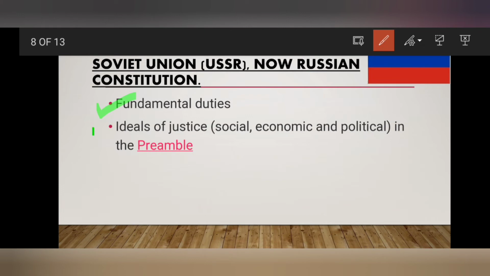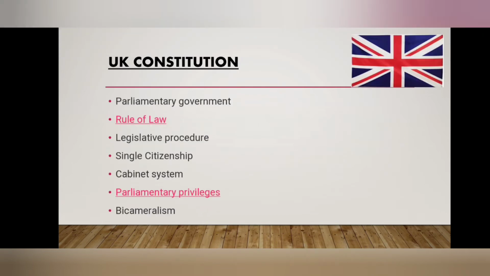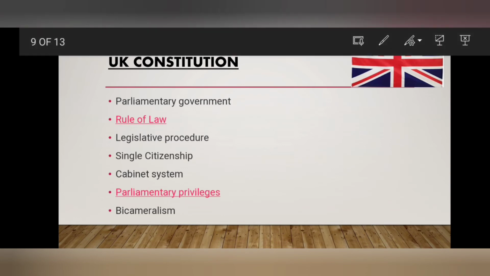And the ideal of justice, social, economic and political, in the preamble, has been taken from the Soviet Union. So this is also one of the important sources. Coming to the next one, the UK constitution. From the UK constitution many things have been taken. Firstly, and these are important things, okay, so this is also one of the important ones.